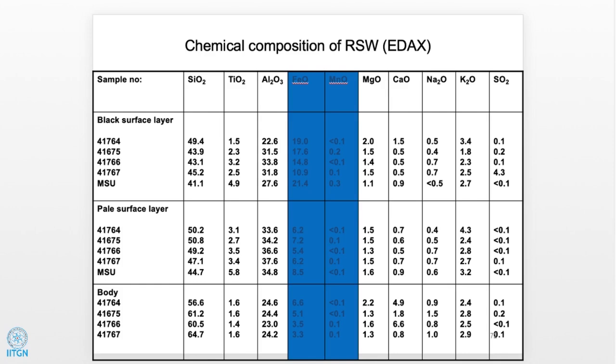Now, when you plot it like this, you see some kind of anomaly. Here, this is the black slip, this is the pale slip, and this is the body. One particular group is standing out. That is, this is a black filled triangle, this is a white filled triangle, and this is a circle. These belong to the same vessel or the same set of vessels, whereas these are falling as different. So you can see all these are falling separately. Two different sources, somehow, are involved.